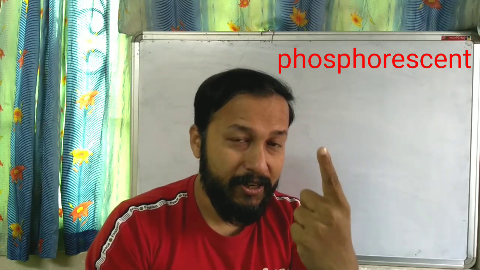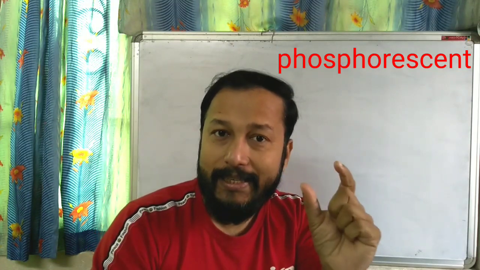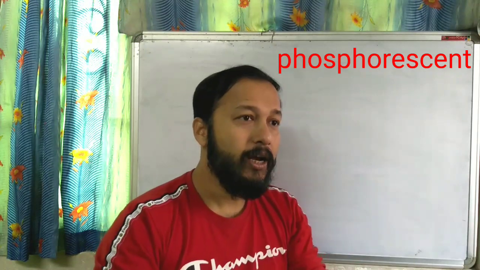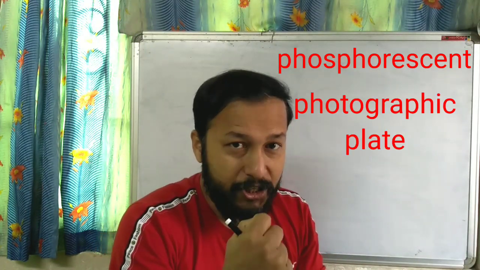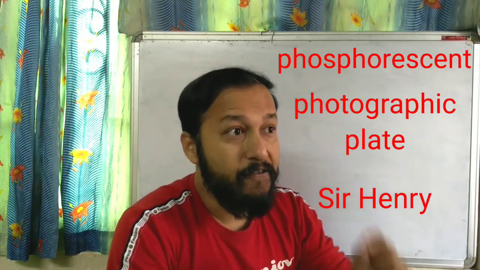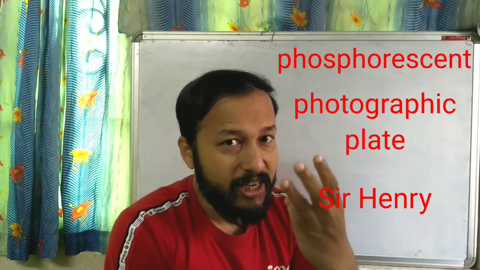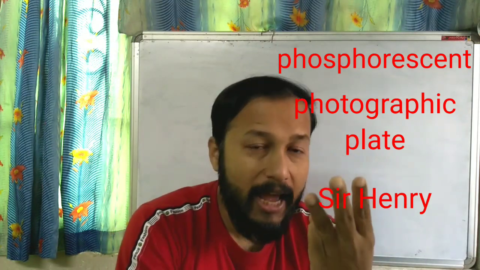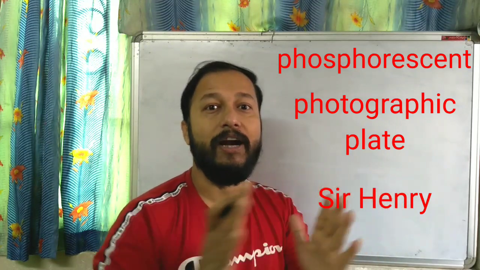Today's topic is radioactivity. Yes, we are going to start a new chapter called radioactivity. But before starting radioactivity, I will discuss three things. First of all, phosphorescent material. We'll discuss that. Number two, photographic plate. Number three, the scientist Henri, a French scientist. We'll discuss these three and then we'll come to the term radioactivity.